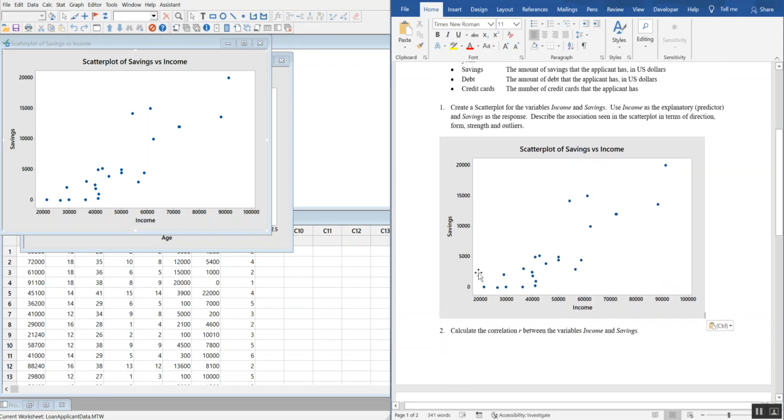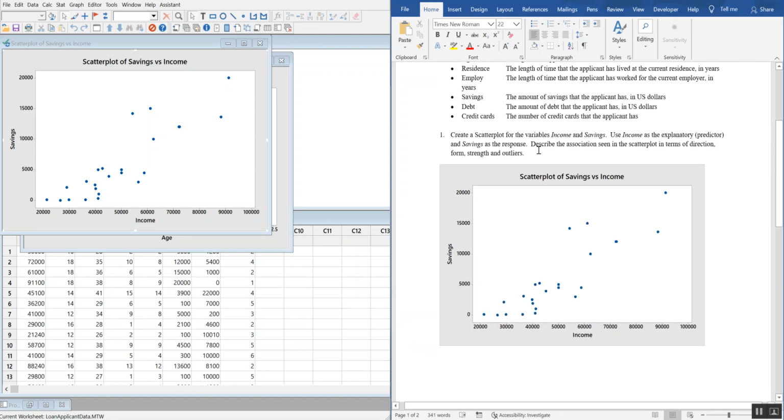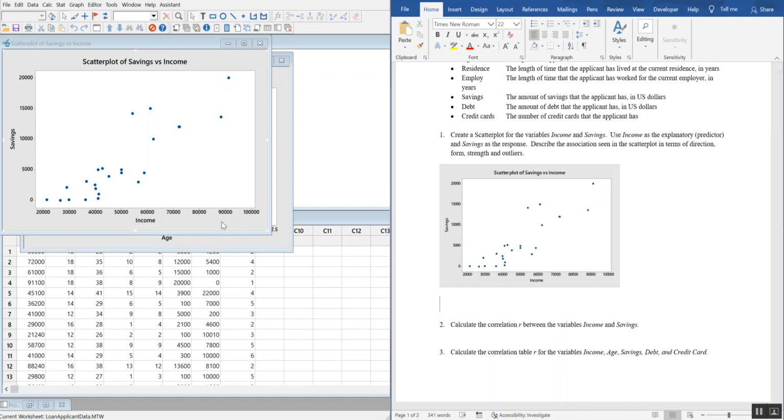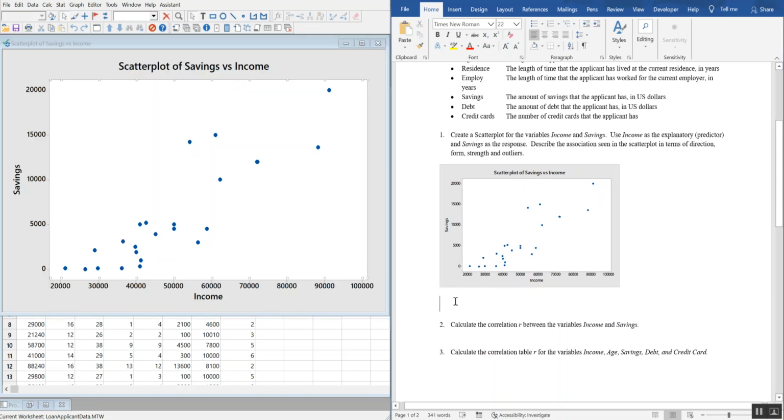So what we're going to do now is describe the four parts of association: form, outliers, direction, and strength. I'm going to make my scatter plot just a little bit smaller so that I can fit my description here, and I'll make it bigger on the left-hand side in Minitab so we can look at it. It does look pretty straight to me. It doesn't look like it has a big curvature to it. So I'm going to go ahead and call it linear.